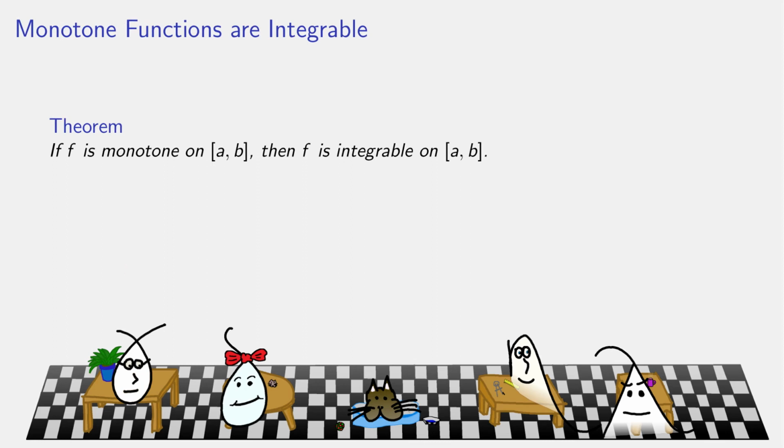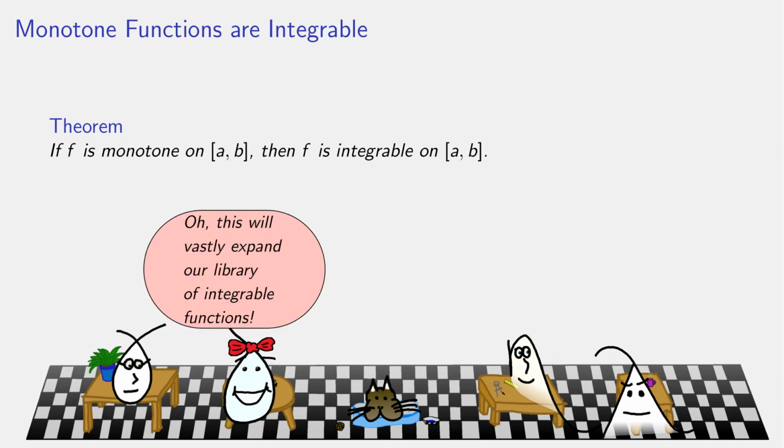So now let's finally get to addressing the question, which functions can be integrated? Here's a big theorem. If a function is monotone, then it is integrable. And this will, in fact, vastly expand our library of integrable functions. If you think about it for 5 seconds, it doesn't seem that way, because we don't know a whole lot of functions that are monotone overall, but we'll see why this is actually a big step.